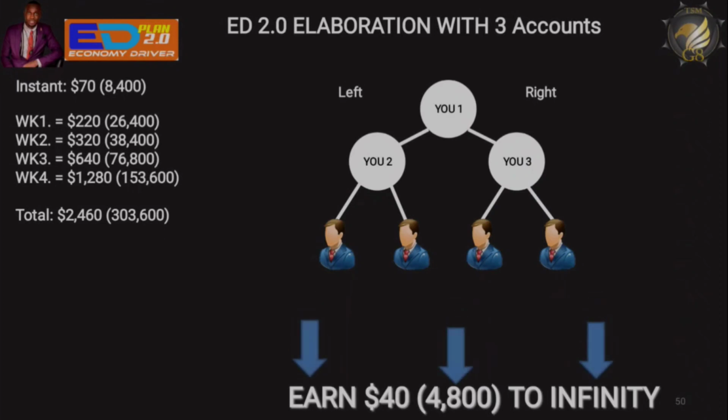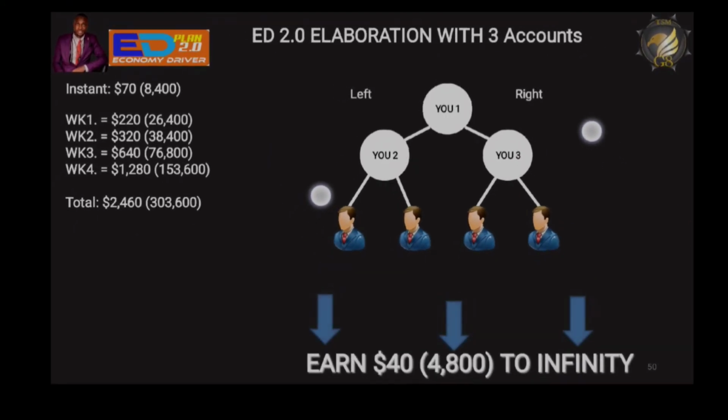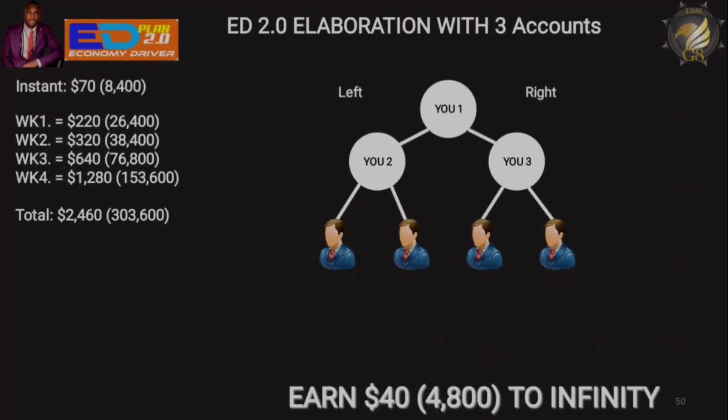So this is what is now going to happen. You're going to build your team under here and here and here and here, the same way we did with someone who has one account. And in your first week, you'll make $220. Second week, you'll make $320. Third week, you'll make $640. Fourth week, you'll make $1,280. Cumulatively, if you start with 3 accounts and then you build the business in that same pattern, for the first month, you're going to have a total cumulative amount of $2,460. So you can see here, the more accounts you have, the more income you're making, okay?